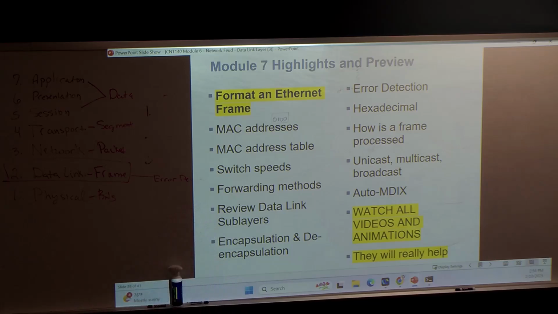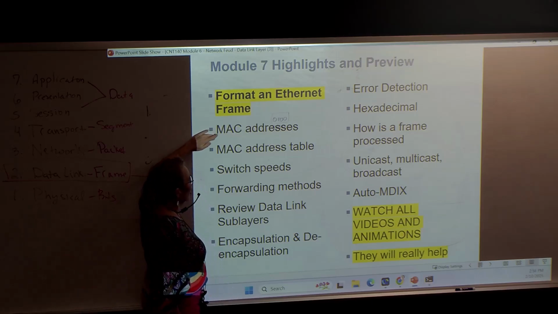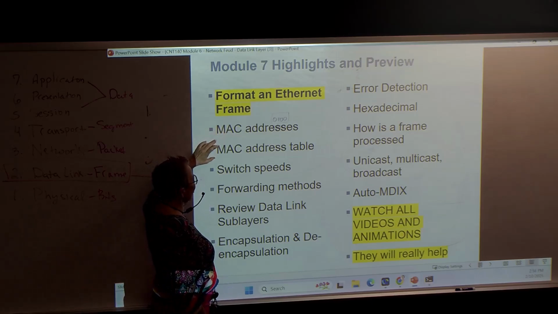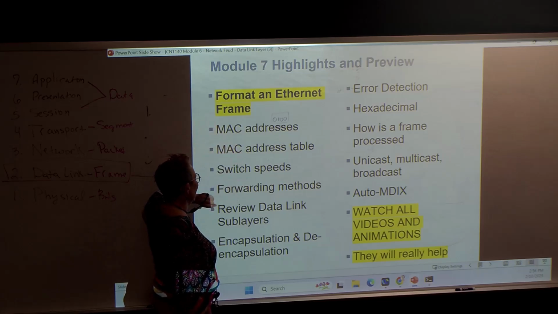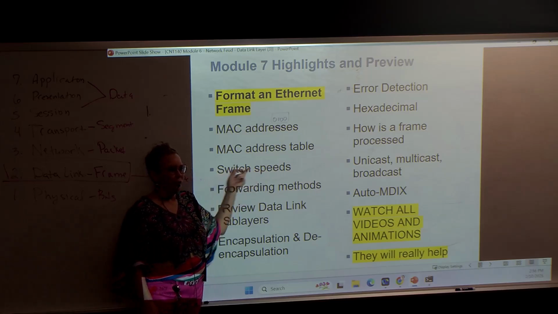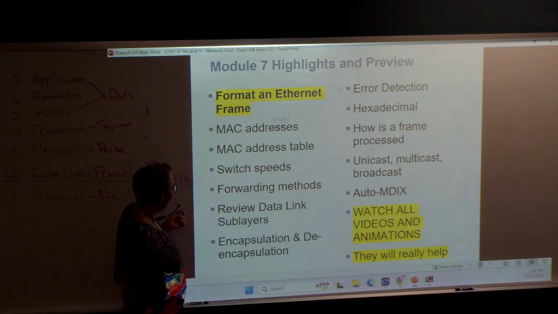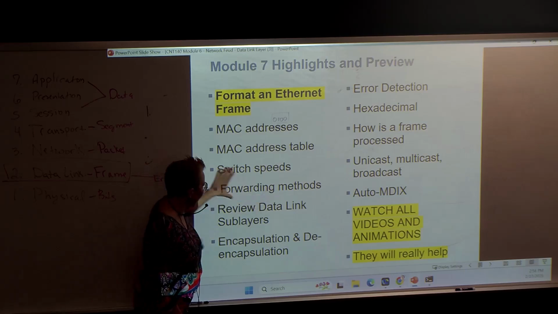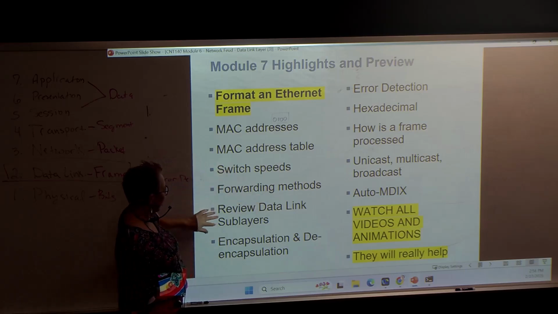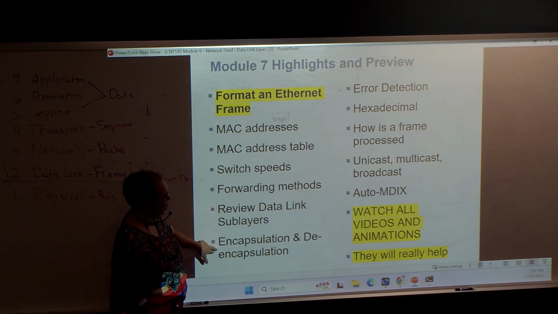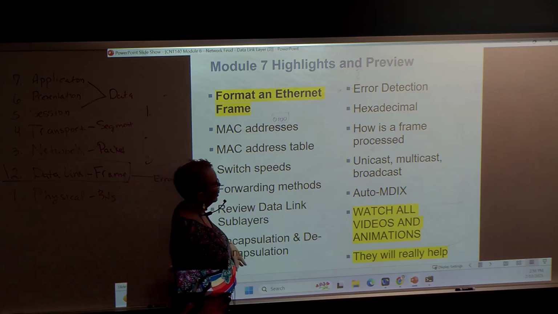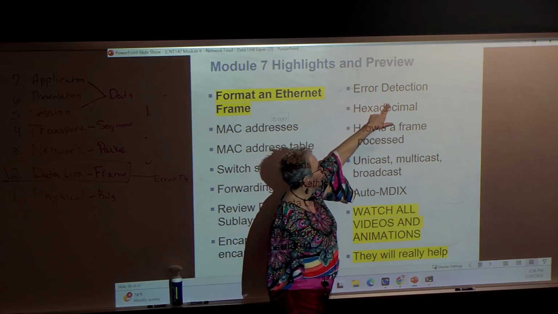If you had the Linux, right? Pam brought up a really good one. You had that before. So see if there's things like that that come up. So Module 7, you're going to be learning more about MAC addresses, the MAC address table. Module 7 teaches you how the switch builds a MAC address table. Oh, switch speeds. So this is the frame forwarding mechanisms we were talking about, along with forwarding methods. These work together. You're going to review the data link sublayers. It's going to talk more about encapsulation and de-encapsulation. It's going to dig deeper into error detection.